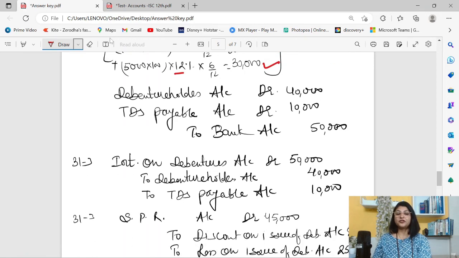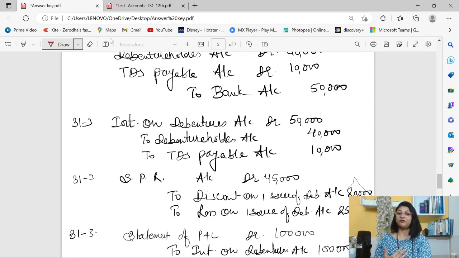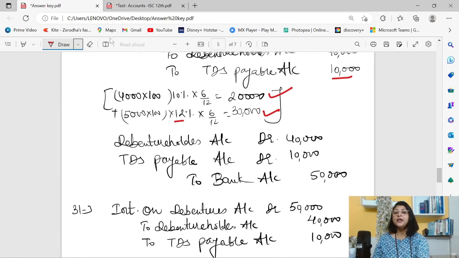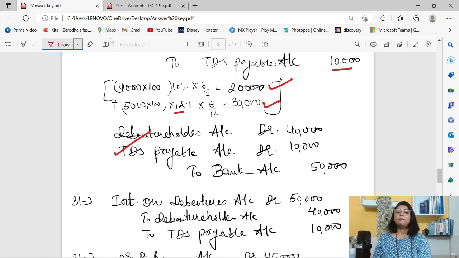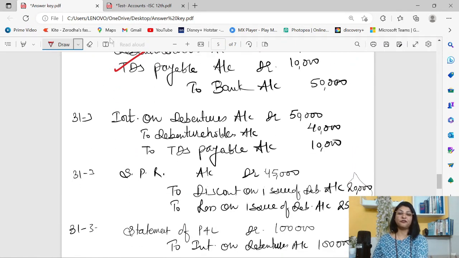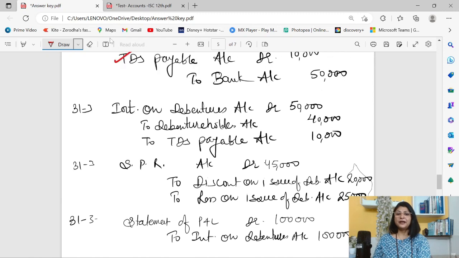Now on 31st of March we have to repeat the same set of entries which we have passed over here. Means these two entries will be repeated over here. Everything same, amount also same, and the entry also same, but the date is changed. Here it is 31st March. Interest on debentures account debit to debenture holder to TDS payable, and again the same entry will be passed.